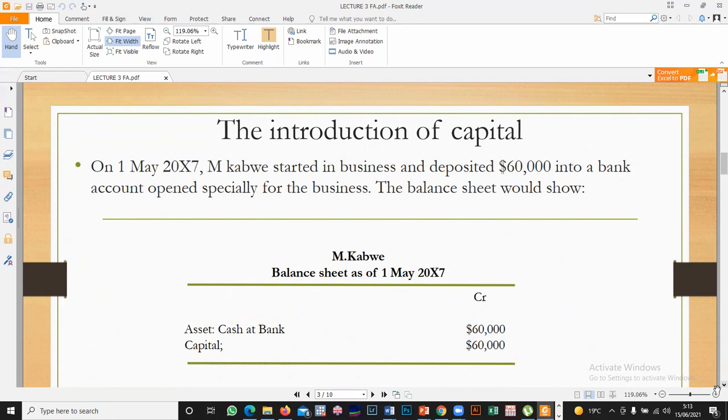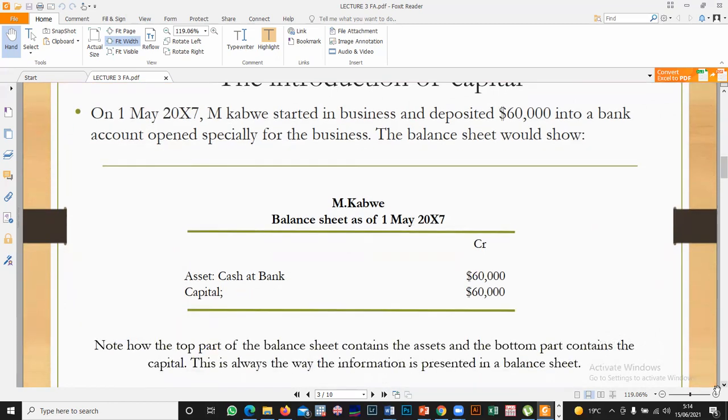Now, on the 1st of May, 2 by 7, which is just the representation of the financial period, Mkabwe started a business and deposited $60,000 into the bank account which was opened for the business. Now let's look at how it's going to be done.